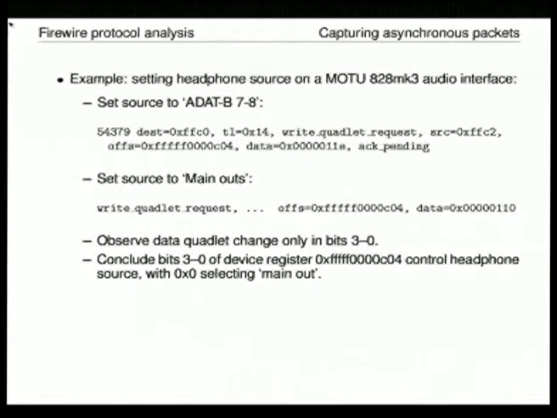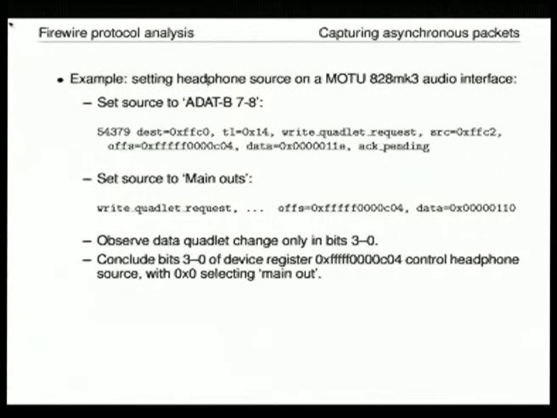So here's an example of the sort of thing I'm talking about. This is, again, using the program called Nosy Dump, which comes as part of Nosy, which is the tool under Linux that we can use with PCI Link cards to do this sort of thing. We do two different things in this example. The first thing is to set, for this audio interface, the headphone source to channels 7 and 8 on the ADAT-B interface. The detail isn't important; it's setting a source.